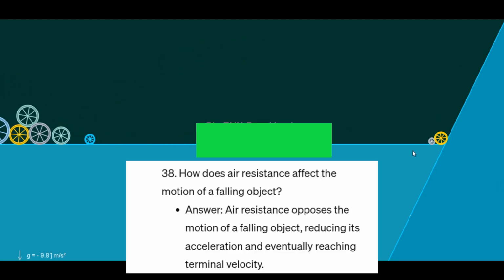How does air resistance affect the motion of a falling object? Answer: air resistance opposes the motion of a falling object, reducing its acceleration and eventually reaching terminal velocity.